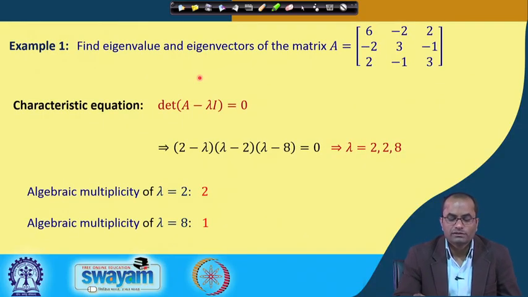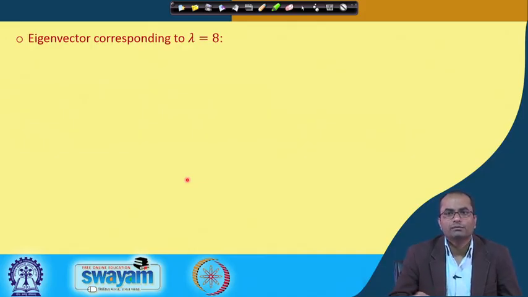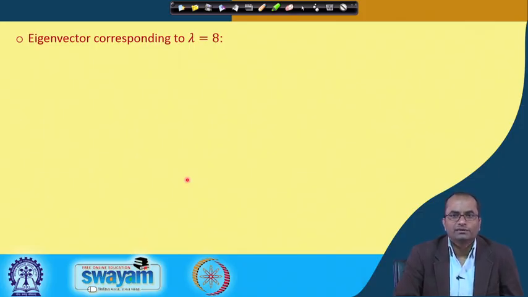Remember, this lambda equal to 8 was repeated once, though we already have the result that the geometric multiplicity cannot be more than 1 in this case, because the algebraic multiplicity of lambda equal to 8 is 1. So, without calculating the eigenvectors, we can claim that the geometric multiplicity will be 1, because there will definitely be one linearly independent eigenvector corresponding to lambda equal to 8. There cannot be 2 linearly independent eigenvectors.